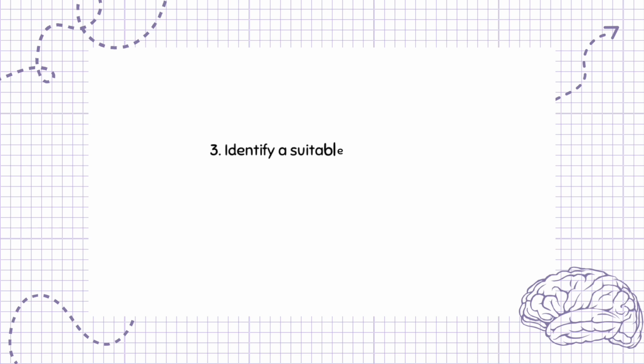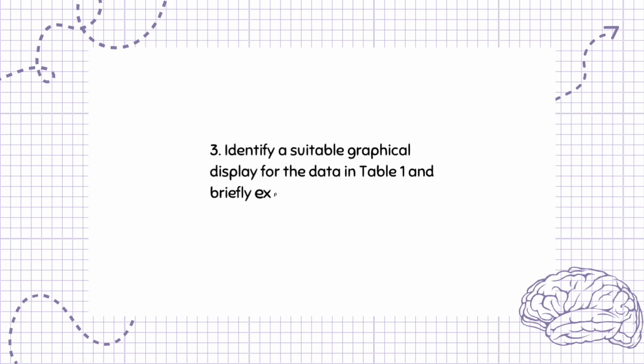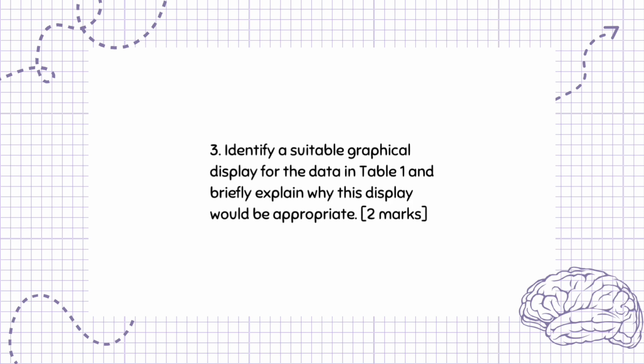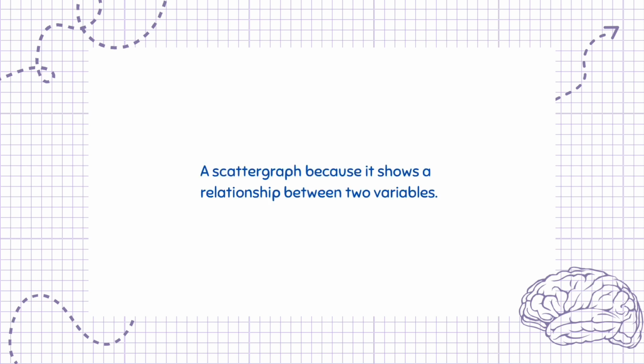Question 3. Identify a suitable graphical display for the data in Table 1 and briefly explain why this display would be appropriate. 2 marks. A scattergraph because it shows a relationship between 2 variables.